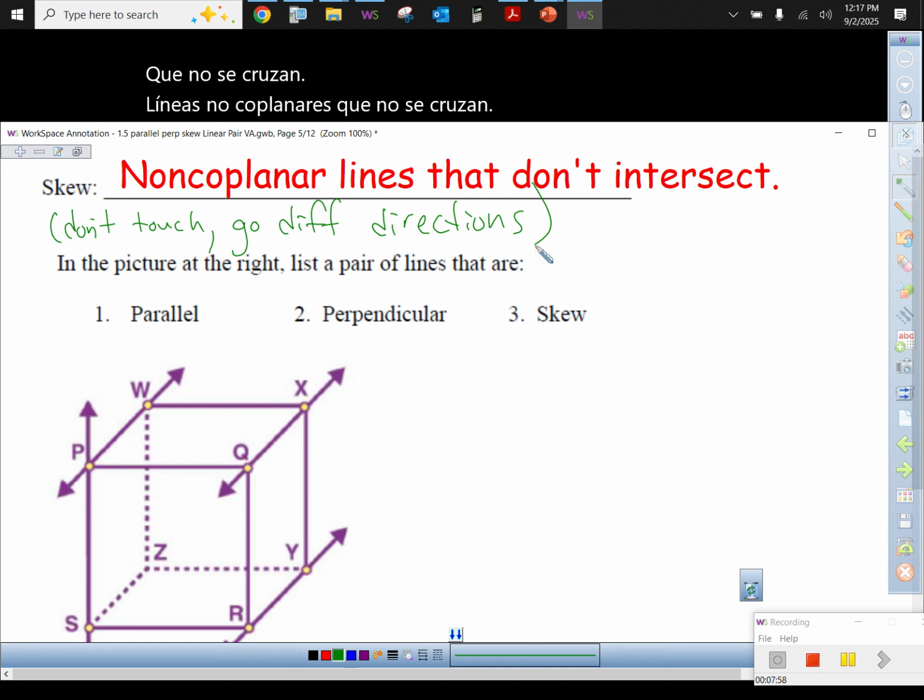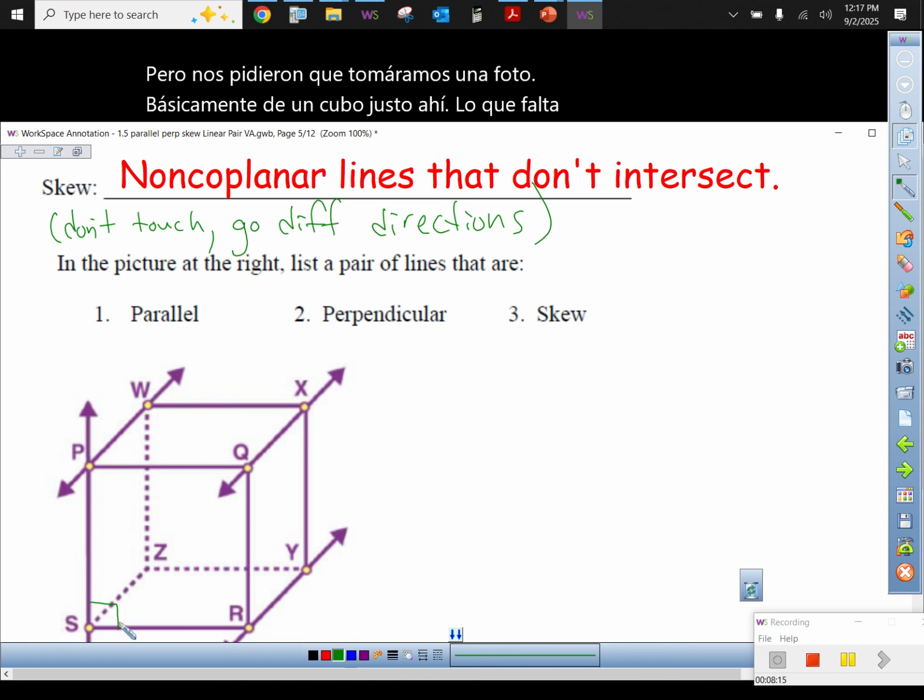We'll clean that up a little bit later with how to find skew lines. But they ask us to take a picture of basically a cube right there. What's missing is a right angle box. This is a bad picture, so could we please put a right angle box in the lower corner? Sorry it's so low on your screen, but I have to leave it this way.